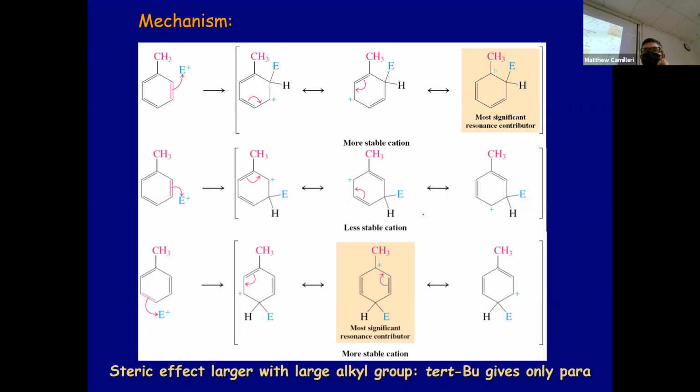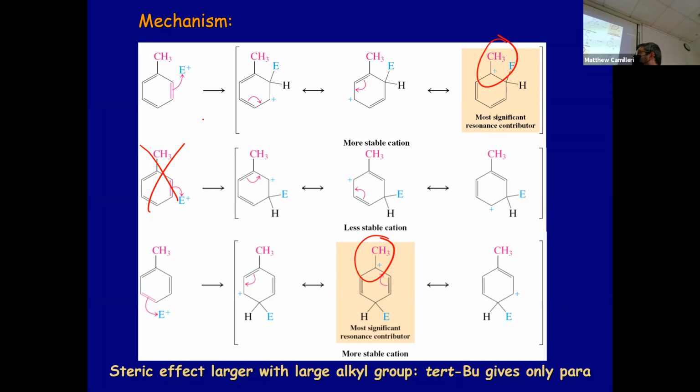And here we'll see that you're gonna have two structures where the positive charge is gonna be mediated by the methyl group, and one where it won't. And here you will have hyperconjugation. And here you will have hyperconjugation. But this is not possible on the meta position.